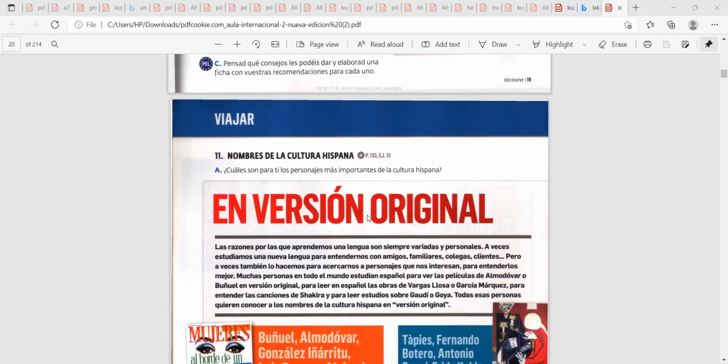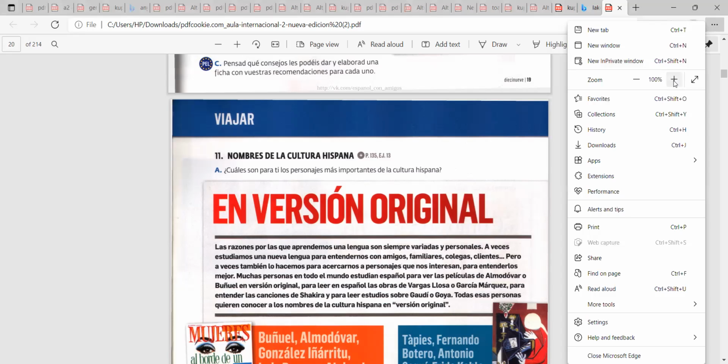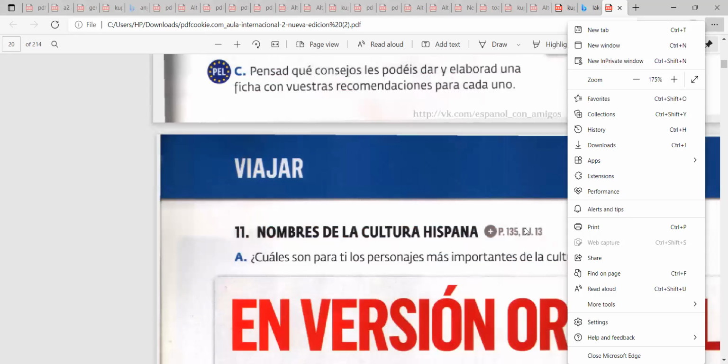We have inversión original, repetir por favor. Inversión original. Repeat after me. It means in the original version. Now we can read this concept. Let me zoom in, I think it's not visible to you. Is it fine now? Okay.